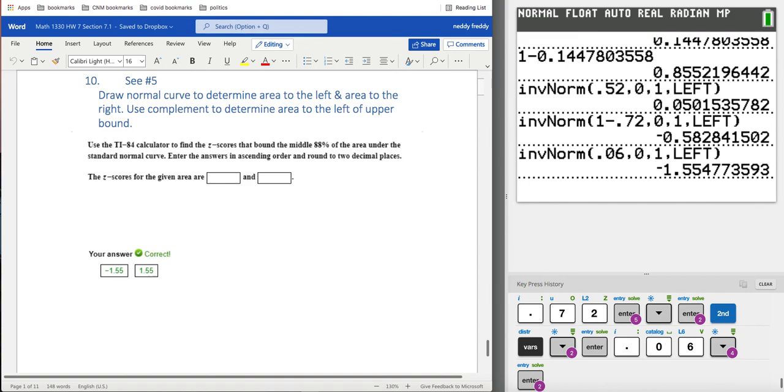And so that's all of 7.1. 7.2 is going to be similar with one small difference, so I'm going to do that in a separate video.